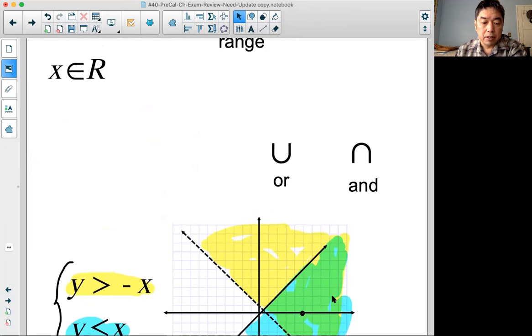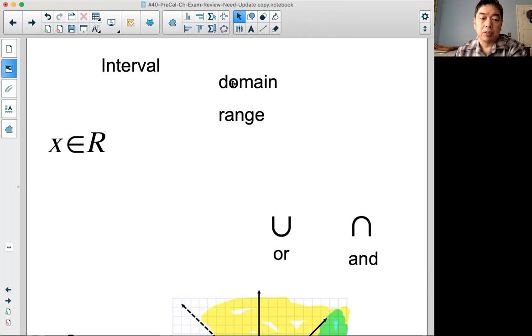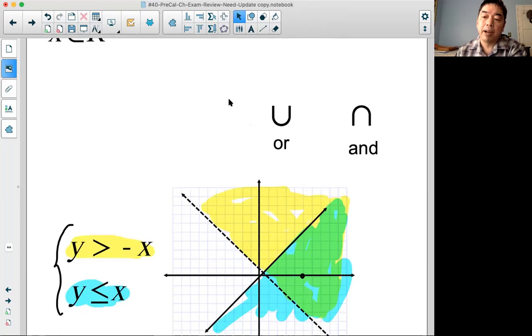Now, this means X belongs to the real numbers. R means real number, okay? So they ask domain and range the same way I did in my classroom. But this is "or", and this is "and". And "or" and "and" in our daily life might be slightly different.